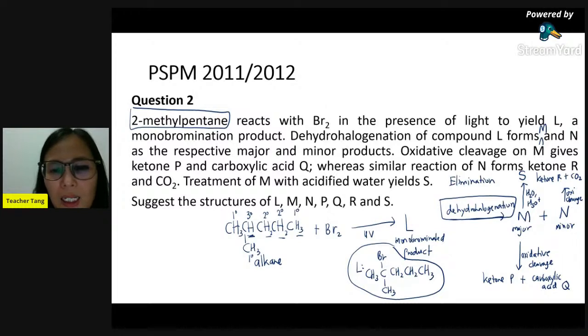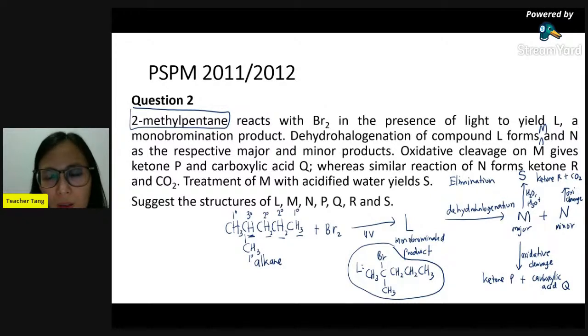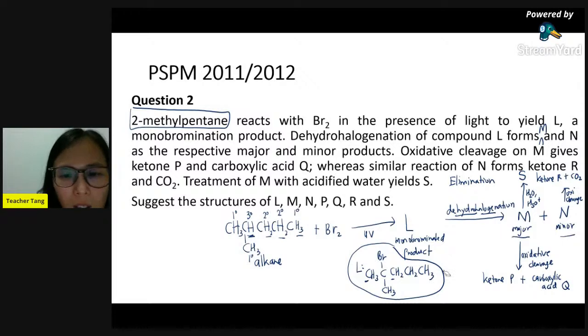In a haloalkane, what do you eliminate? The question already tells you, you eliminate hydrogen and halogen. So you eliminate the halogen, and the hydrogen needs to be eliminated from the neighbouring carbon. There are two neighbours and both have hydrogen. That's why you will get two products, a major and a minor. So now shall we draw your M and N?